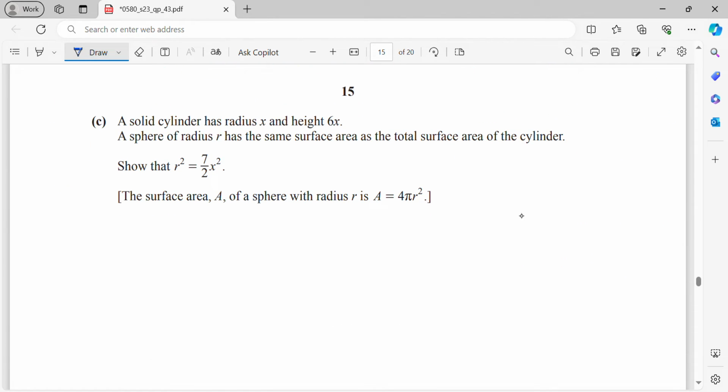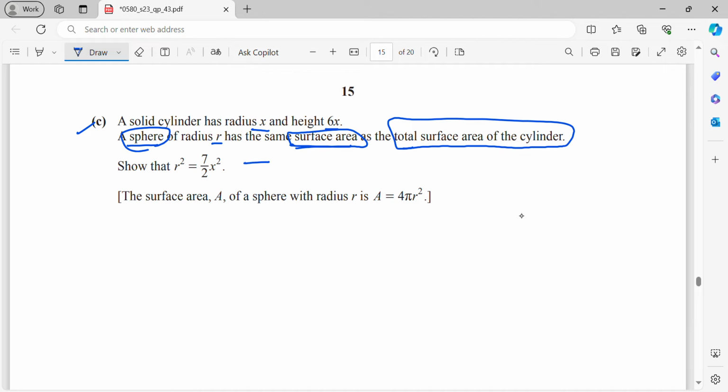Okay, now next question C. A solid cylinder has radius x and height 6x. A sphere of radius r has the same surface area as the total surface area of the cylinder. So it means that the surface area of the sphere is the same as the total surface area of the cylinder. Show this result. Now, the surface area of a sphere is 4 pi r squared. So from here, I know that I need to find out what my total surface area of the cylinder is.